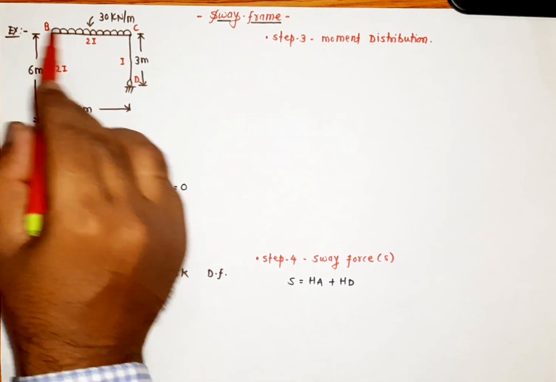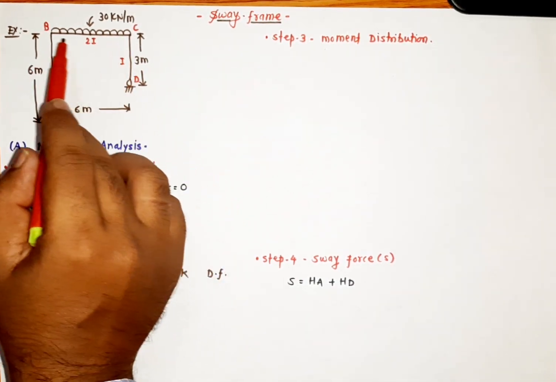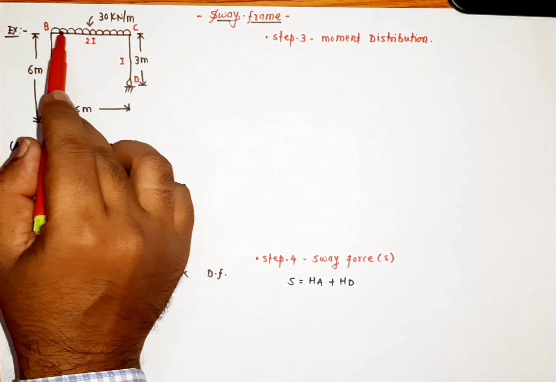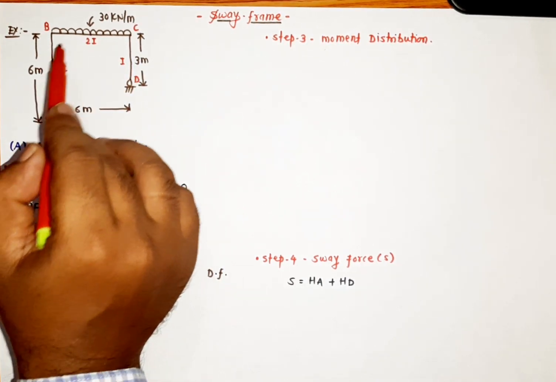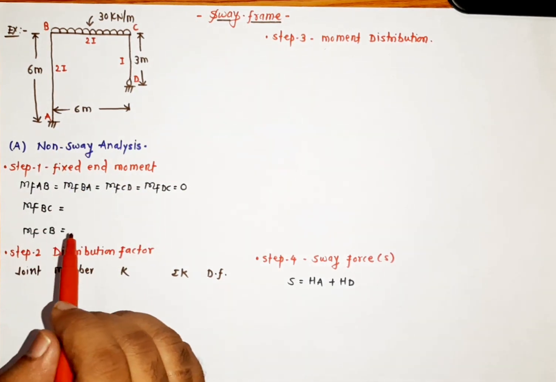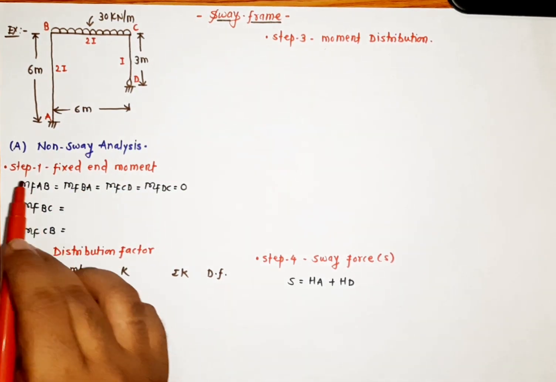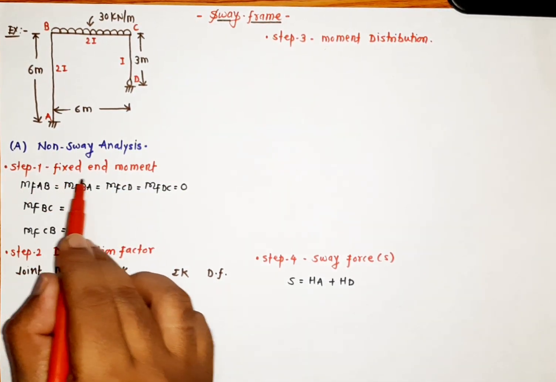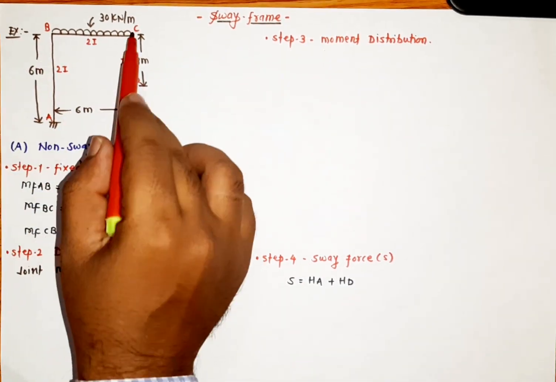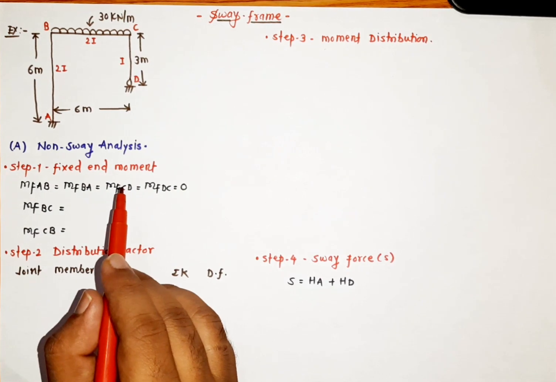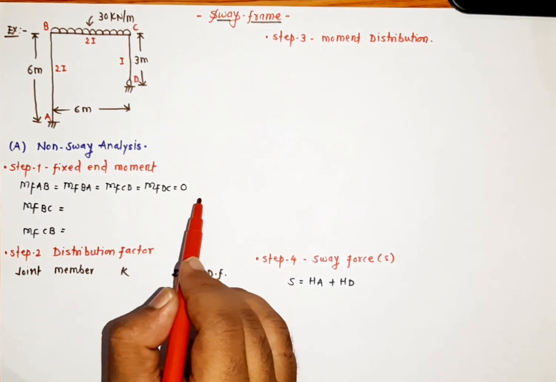The frame ABCD has a UDL of 30 kilonewton per meter on BC, and the moment of inertia varies for each member. So our first step is calculation of fixed end moments. Here for AB, BA, CD and DC there is no load, that's why the fixed end moments are 0.